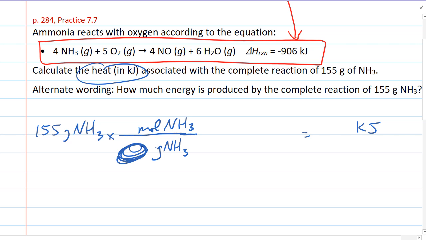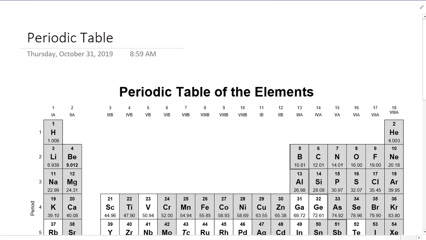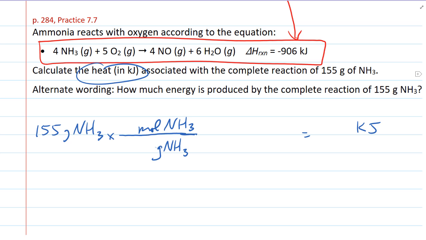Now how do we get the number of grams down here? The molar mass, exactly. So if we want the molar mass, we come back to the periodic table. We'll look up the mass of nitrogen and 3 hydrogens. So 1 nitrogen plus 3 hydrogens is going to give us 17.03, and that's the number of grams contained in 1 mole. Grams of NH3 cancel out, and now we have moles of NH3.